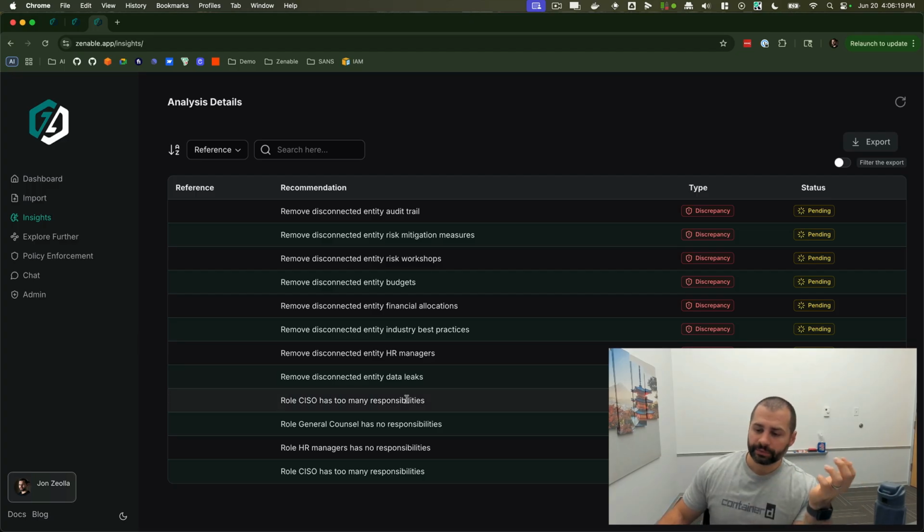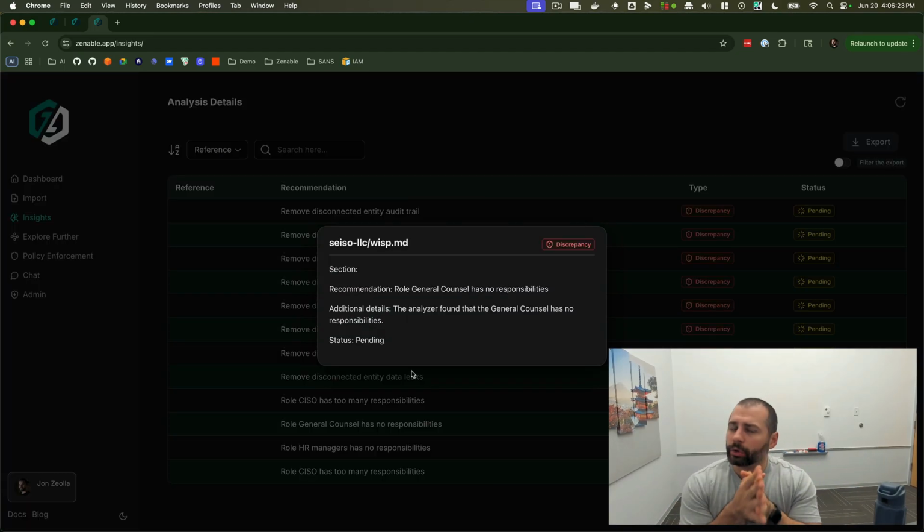Or on the other side of it, we might have, like, this general counsel. So we've mentioned general counsel. That is a role in our governance documents, but we've given them no responsibilities. The core question here is, why did we mention them? Why did we mention them if they have no responsibilities? They're not responsible for or related to the graph in any way. They're orphaned. They're kind of off on their own.